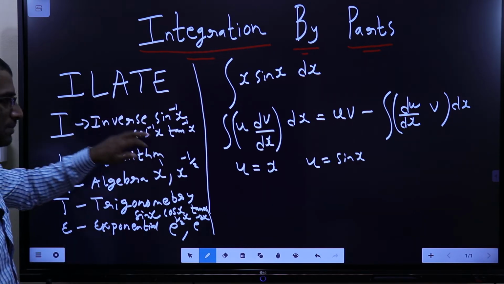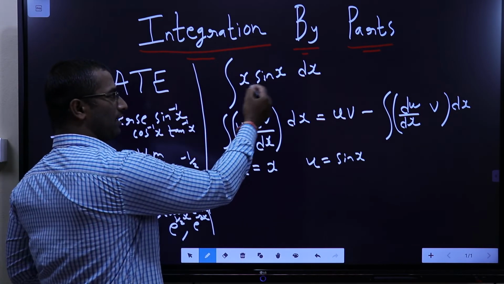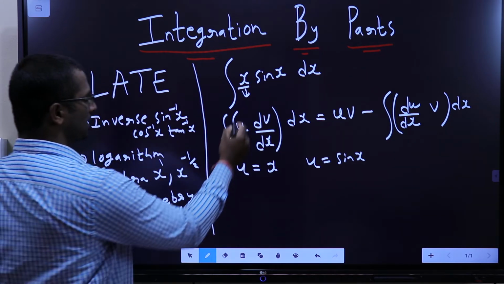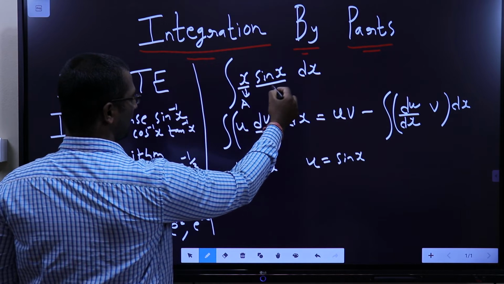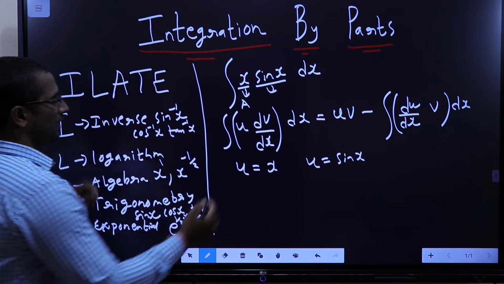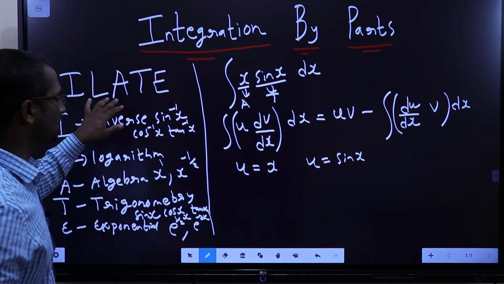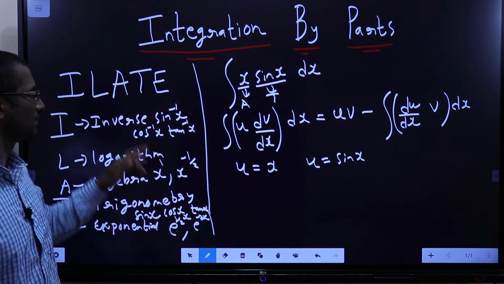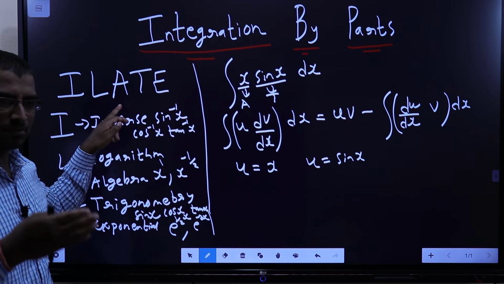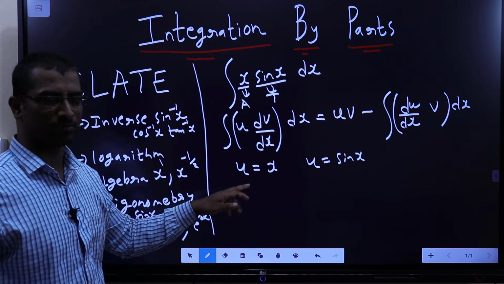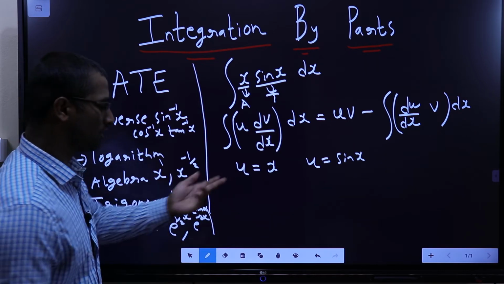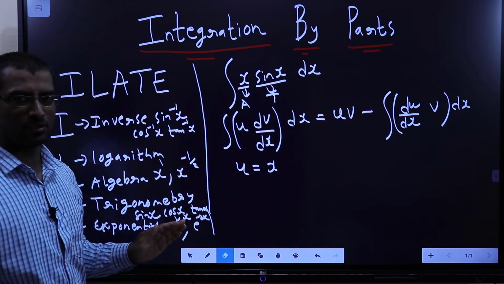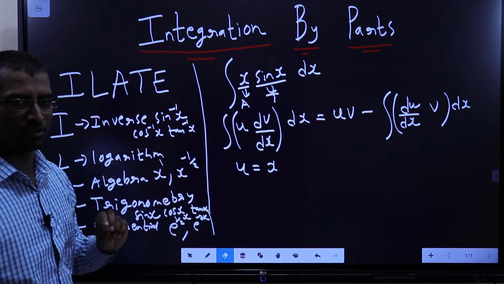Now, how does this word help us to select u? From the given product, x comes under which letter you need to see? It comes under algebra. And sin x comes under which letter? Trigonometry. This word tells you the priority. Out of A and T, which letter comes first? The letter A comes first. So whatever comes first, that should be selected for u. It's a rule you should follow. So now we realize that u is x, not sin x. Clear so far? For selecting u, this word is used.